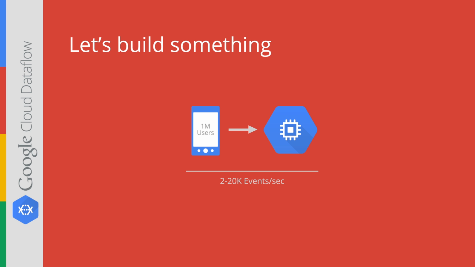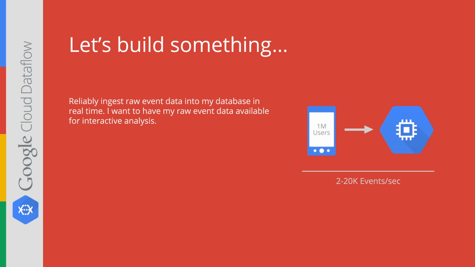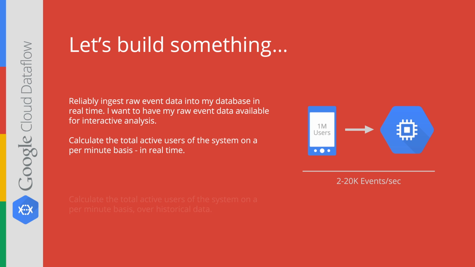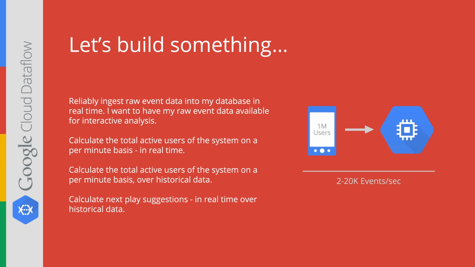addressing 4 different use cases. Specifically, I wanted to reliably ingest all of the raw event data into my database or data warehouse in real time. I want to have my raw event data available for interactive analysis. Secondly, I wanted to calculate the total active users of the system on a per minute basis in real time. Third, I wanted to calculate the total active users of the system on a per minute basis over historical data. And finally, I wanted to calculate some play suggestions in real time over historical data.